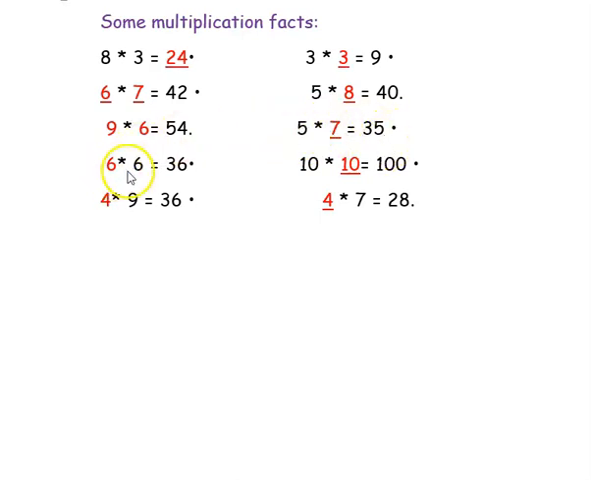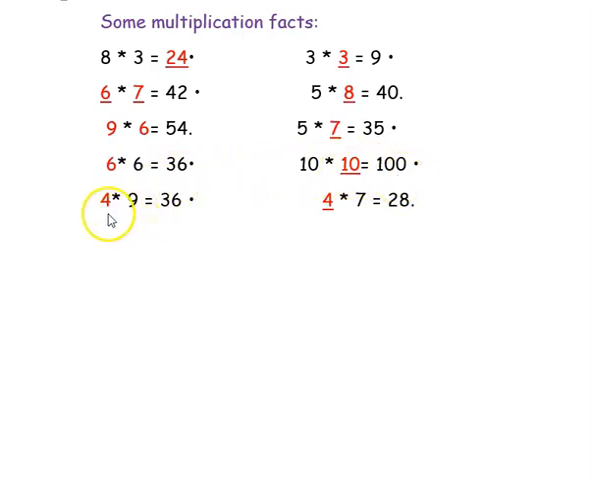Next is dash into 6 is 36. So if 6 is repeated how many times, then you will get 36. So if 6 is repeated 6 times, then you will get 36. So 6 into 6 is 36. The same way 10 into dash is equal to 100. So 10 repeated how many times will give you the result as 100. So if 10 is repeated 10 times, then you will get the result as 100. So 10 into 10 is 100.